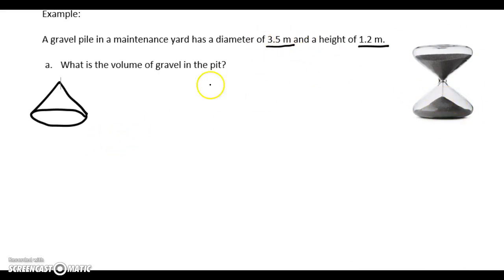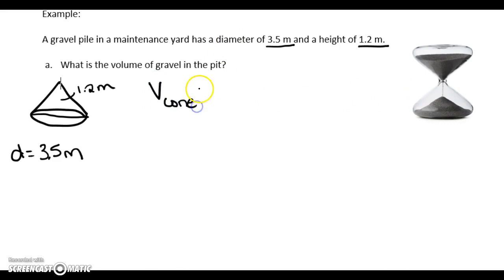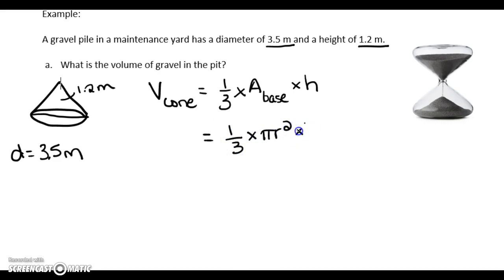So what do we know? Here we know the diameter of your circle is equal to 3.5 meters. So it's going from one end of the circle to the other, 3.5 meters. And we know the height, going from the top down to the bottom, is 1.2 meters. So here we're dealing with a cone. Let's start by writing the volume of a cone equation. The volume of a cone is equal to 1/3 times the area of your base times your height. And as we mentioned earlier, that is also equal to 1/3 times pi r squared times that height.